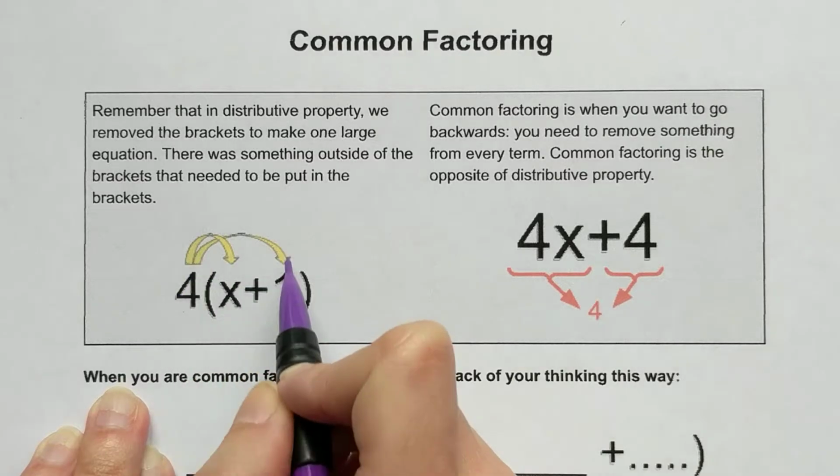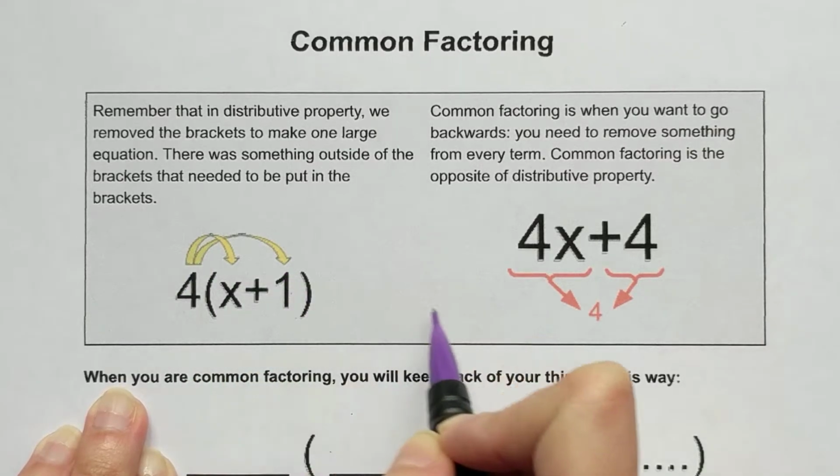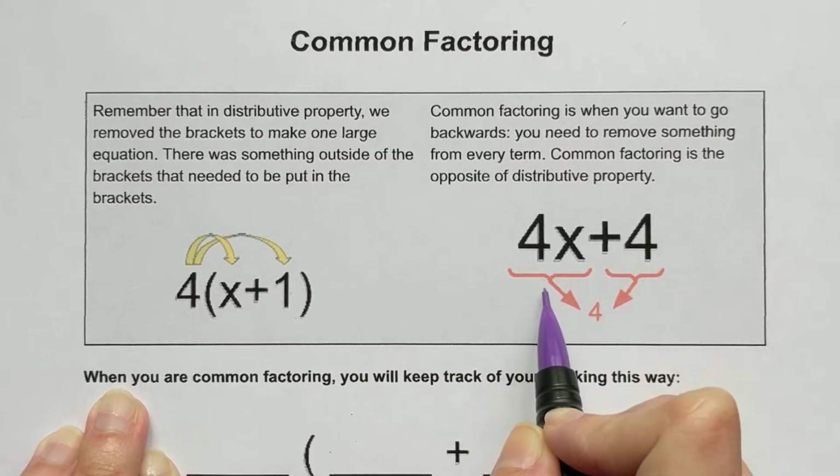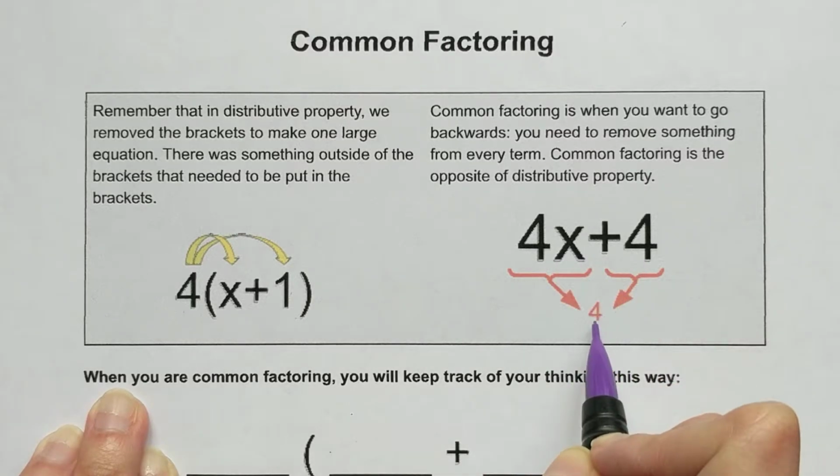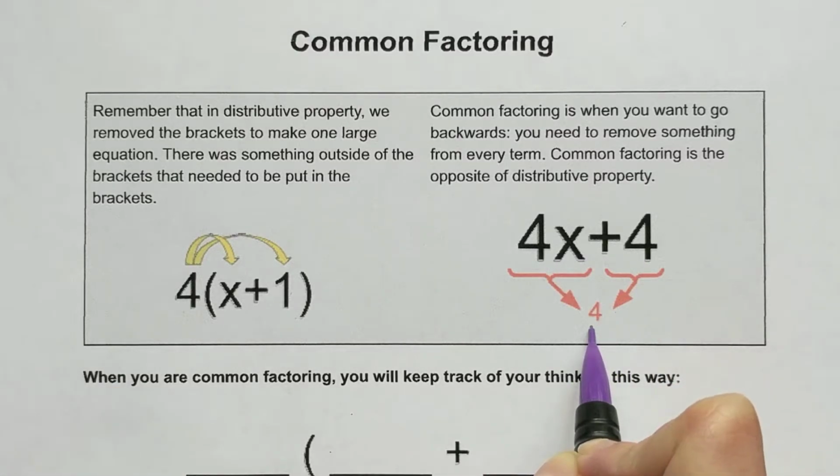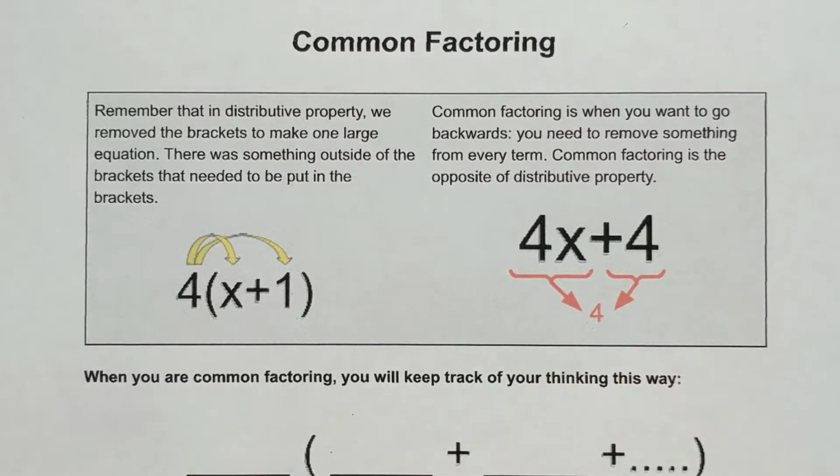Here, I'm pulling the 4 into my brackets. In this example, I'm removing the 4 from every single term. This is why it's important to review factoring, because this is an example of when we are going to use it.